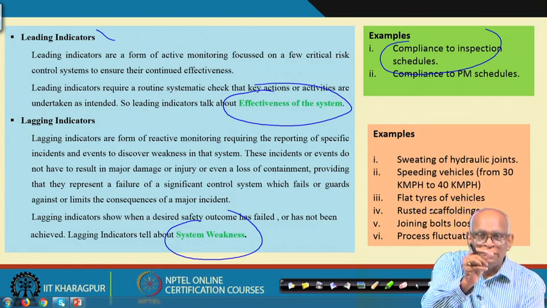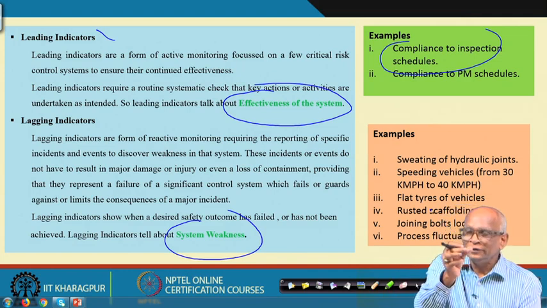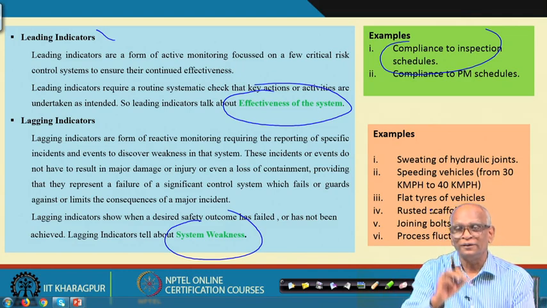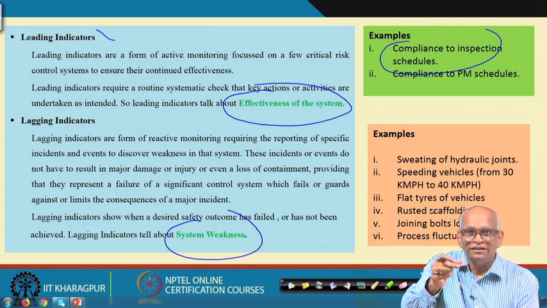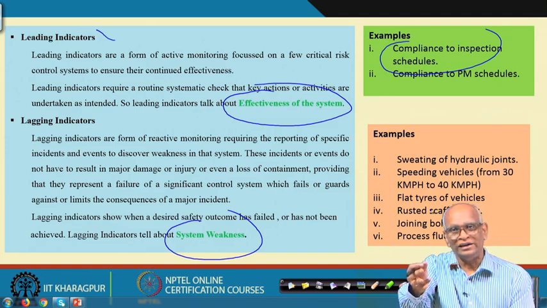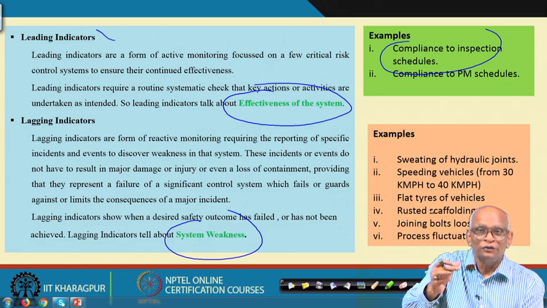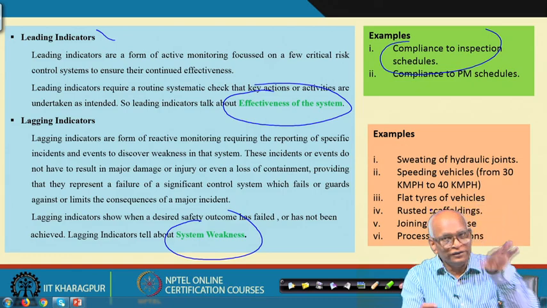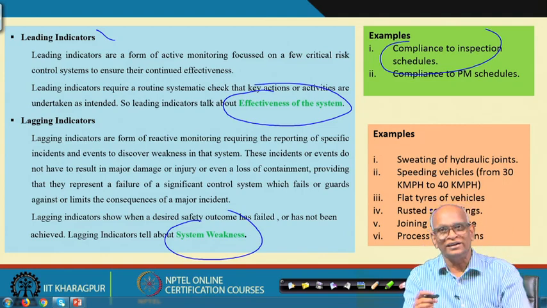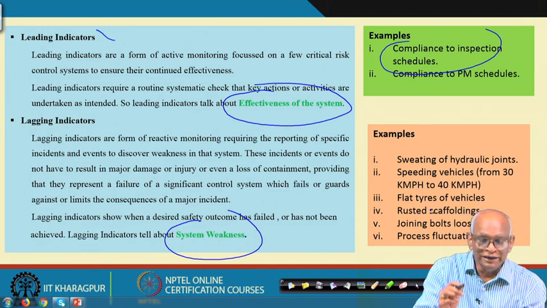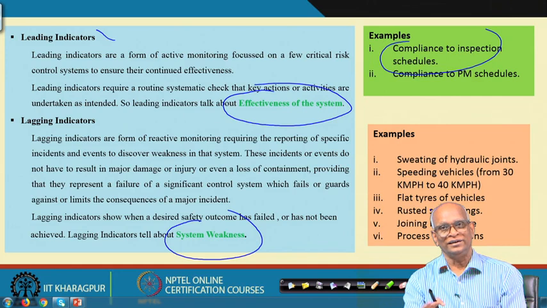Some of the bolts have become a little loose, nothing has failed. The joint has not failed, but it has become loose, it is a lagging indicator. Because if you do not address the looseness, then it will fail. So, the lagging indicator starts from looseness. Where processes have not failed, but there are fluctuations, they are lagging indicators. Both lagging indicators and leading indicators are important to the organization.